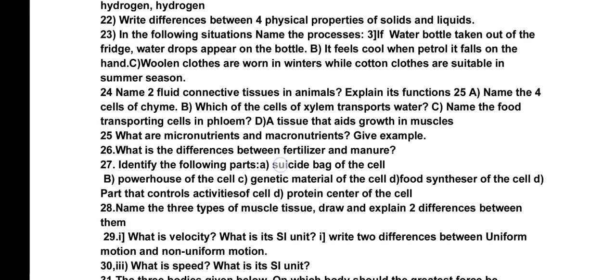Now 22nd question. Write differences between 4 physical properties of solids and liquids. Solids are malleable. Solids have a definite shape and volume. Liquids have a definite volume but they don't have a definite shape. They change their shape as per the container. In solids, the intermolecular space is very least. In liquids, there is average intermolecular space between the molecules.